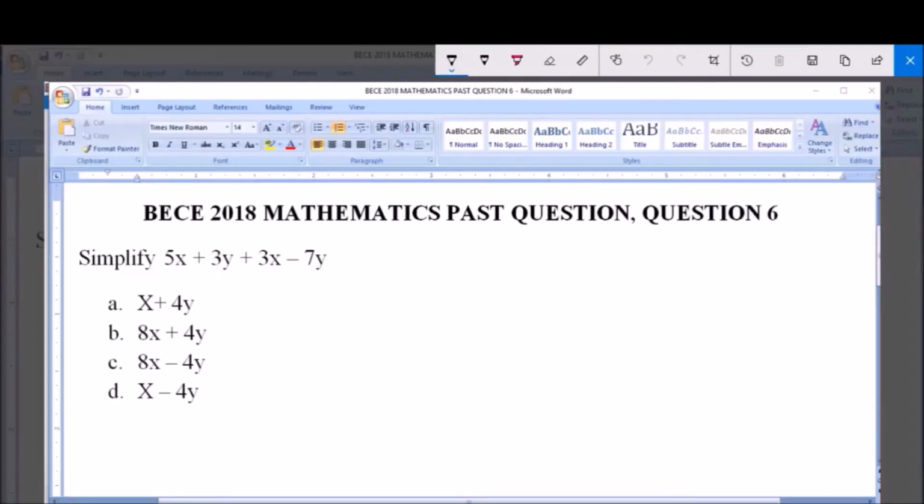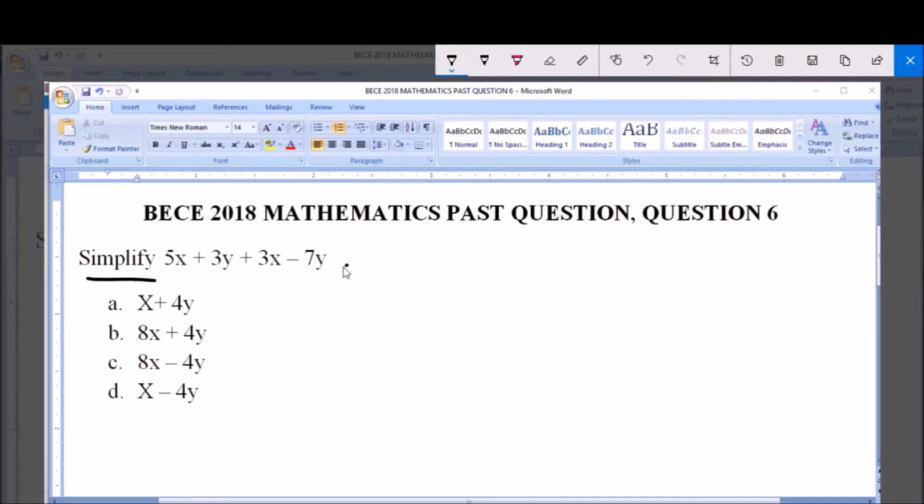Today we're going to be dealing with BECE 2018 Mathematics Past Question 6. Simplify 5x + 3y + 3x - 7y. A, x + 4y. B, 8x + 4y. C, 8x - 4y. And D, x - 4y. So we have to simplify 5x + 3y + 3x - 7y.